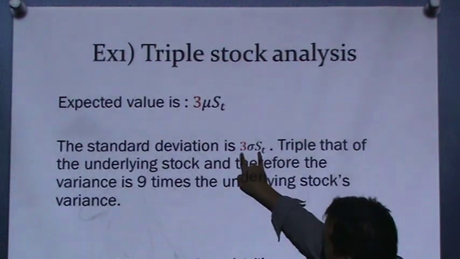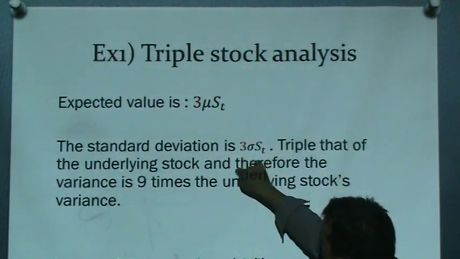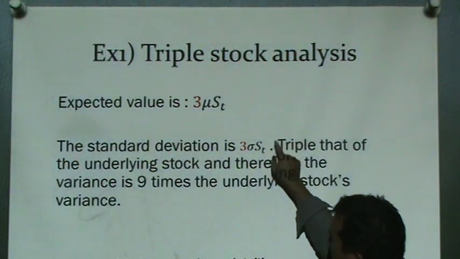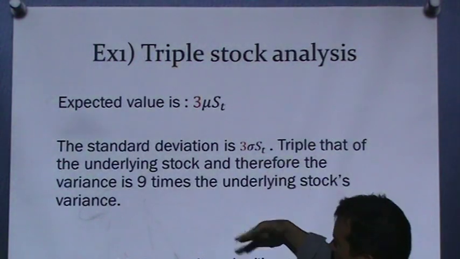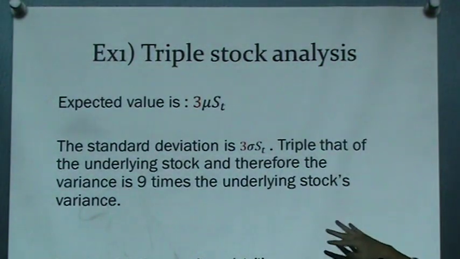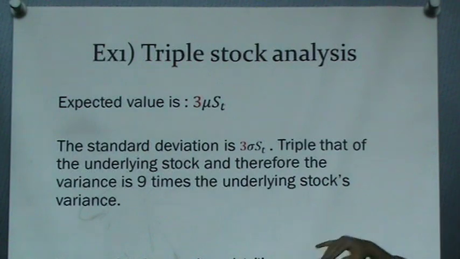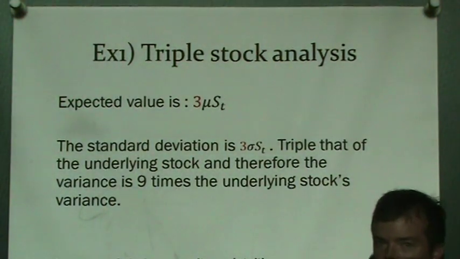So when you square this component, the 3 ends up getting squared, and the sigma ends up getting squared, and ends up being 9 sigma squared is the variance. The variance would be 9 times the variance of the underlying stock in this particular case. And hopefully these results are intuitive.